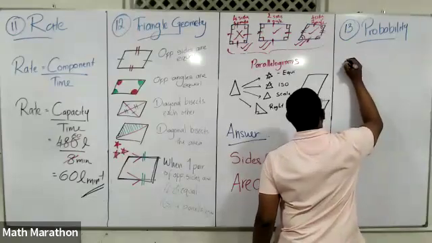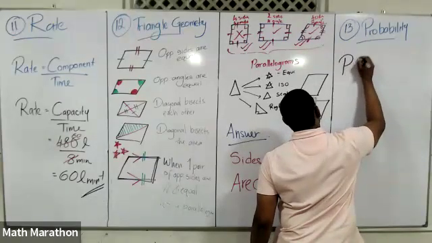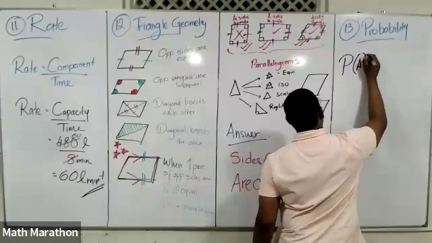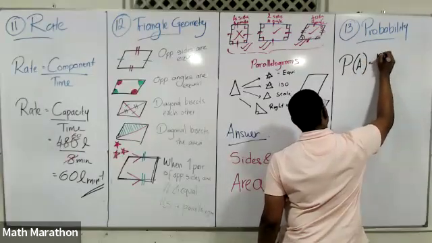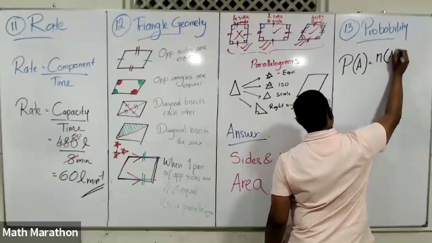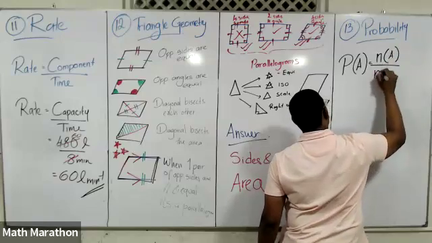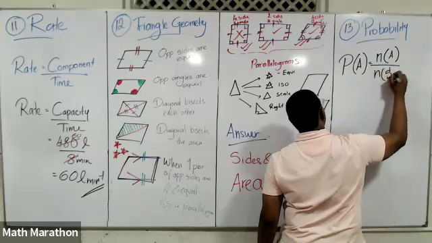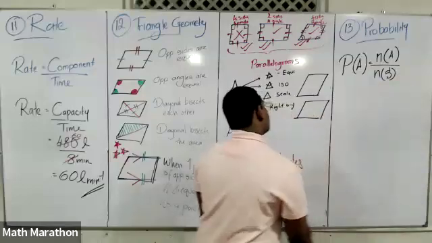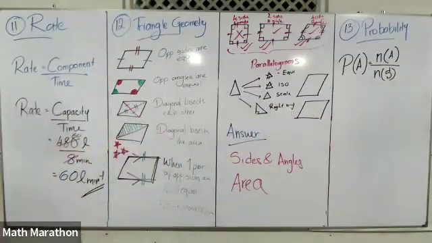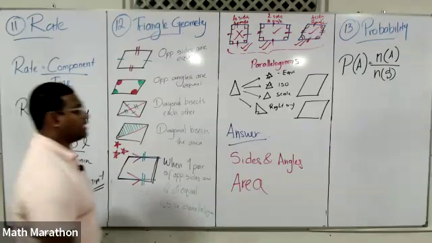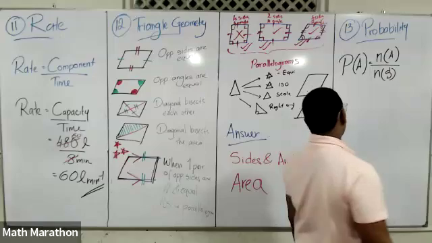the first thing we studied, probability of A equals number of elements in A divided by total number of elements in the sample space. So this is the first one we studied as the equation for probabilities. Good? Okay.